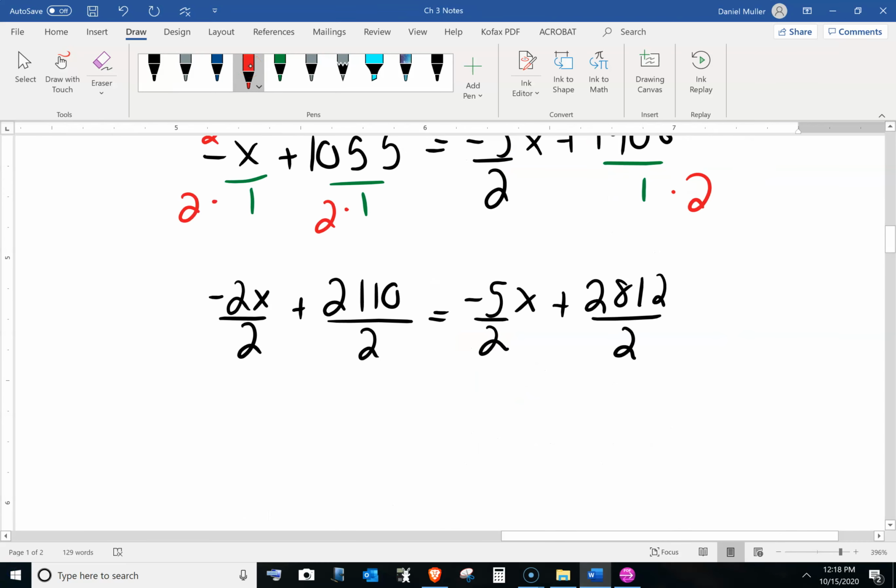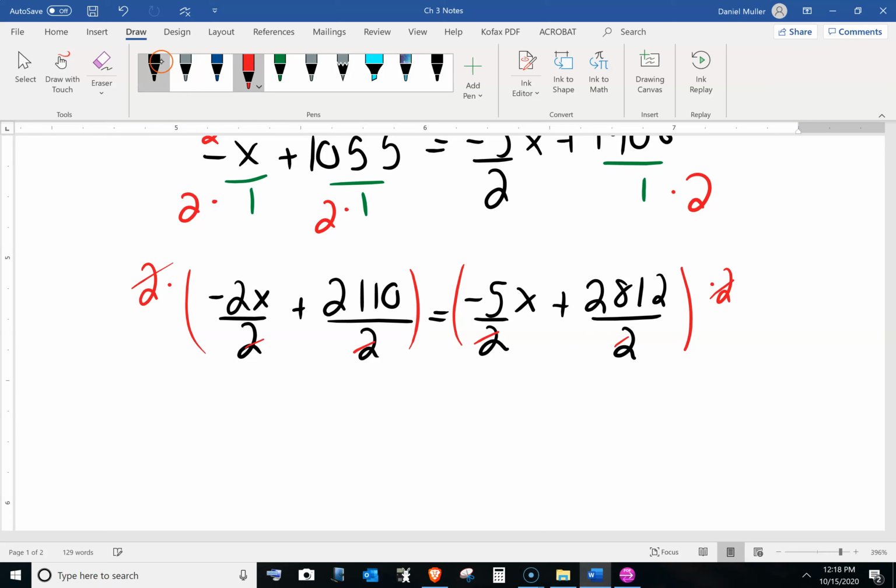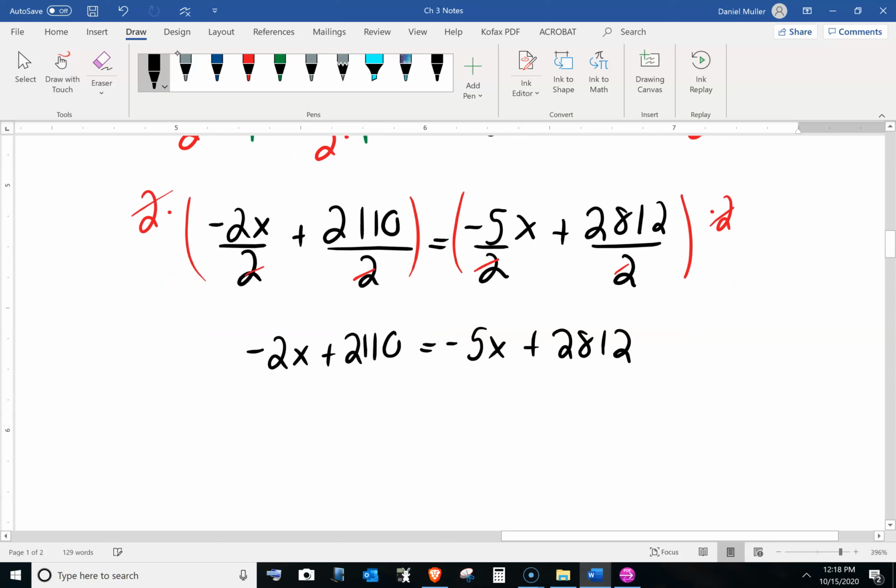And just like we did last time, now that the denominators are all 2, I can times the numerator by 2, and that will cancel. And times this numerator by 2, and that will cancel. So I have a negative 2x plus 2,110 equals a negative 5x plus 2,812. So I'm going to move over the more negative one, which happens to be the negative 5. That's more negative, so I'll move that over by adding it.